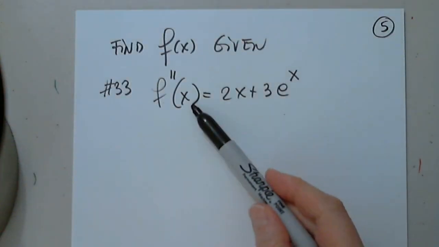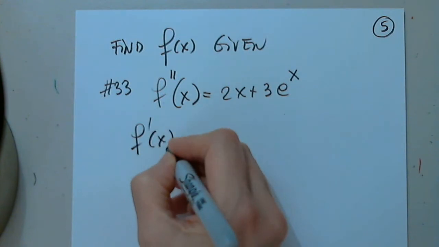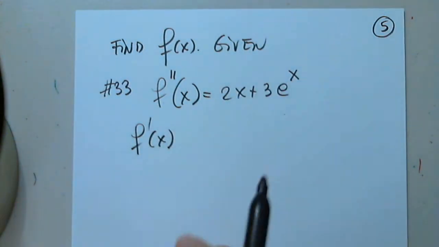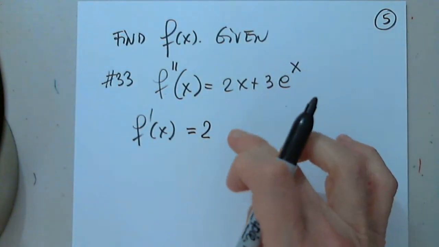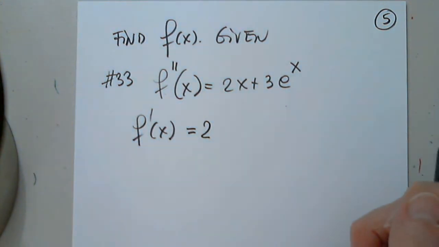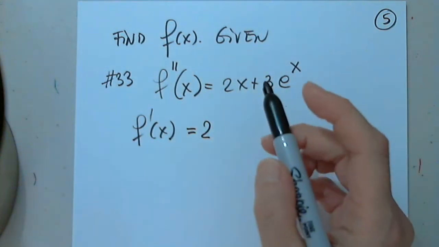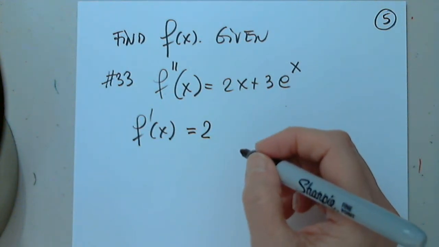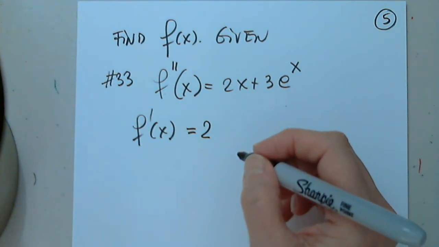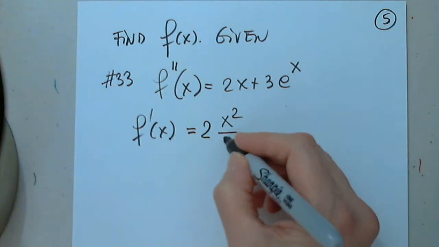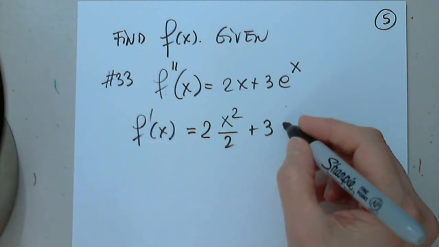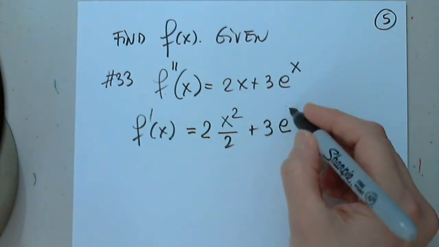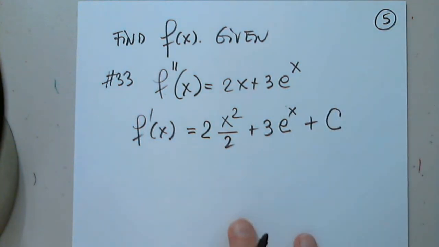So if I'm given the second derivative, first I have to find the first derivative and then the function. So it's a two-step solution. 2 stays by itself. Which function prime is x? X squared over 2. Very good. Awesome. Plus 3. Which function prime is e to the x? E to the x plus a constant c.